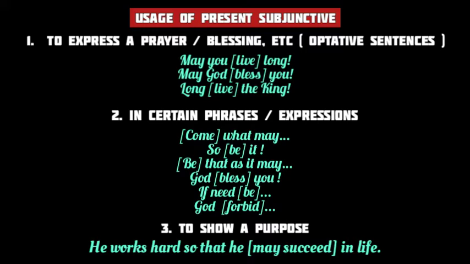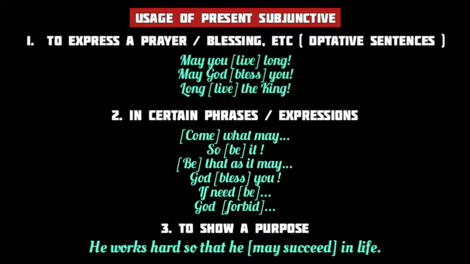In optative sentences, the verb has the present subjunctive mood to express a prayer or a blessing or a curse, etc. For example, in the sentence, may you live long, the verb may live is in the subjunctive mood expressing a prayer. In may God bless you, the verb may bless has the subjunctive mood. In the optative sentence, long live the king, the verb live is also in the subjunctive mood expressing a prayer.